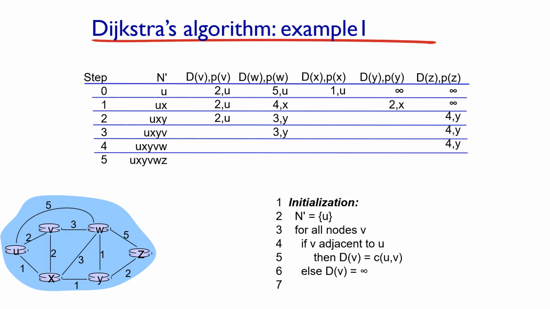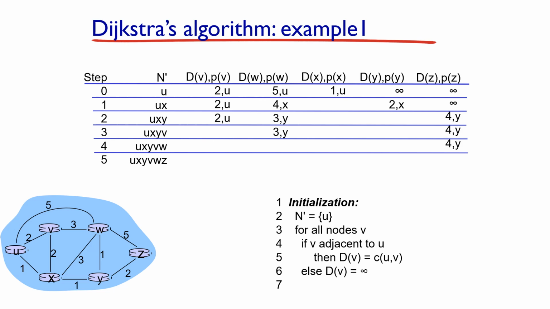Students, let us explain the link state algorithm with an example. And this graph is already familiar to you. In this slide, I will explain only the initialization part. The algorithm initialization part looks like this. N dash is initialized with u. So you can see here the initial value of n dash is u.